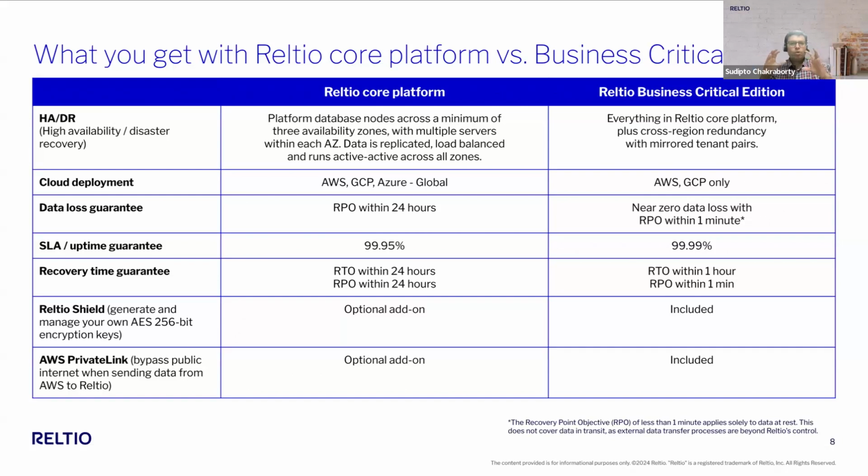Next, the core platform is available on AWS, GCP, and Azure globally. BC is currently offered on AWS and GCP only. We started with the most in-demand environments for BC, but we are also actively working to extend BC to Azure. So stay tuned. If you have, say, a requirement today on Azure, let's talk. We can definitely prioritize the work.